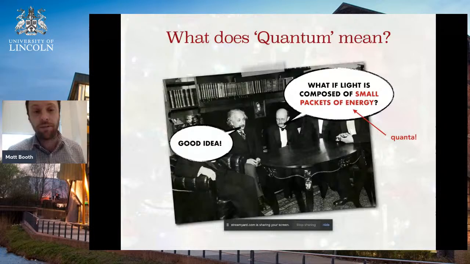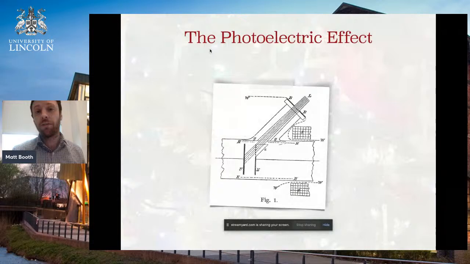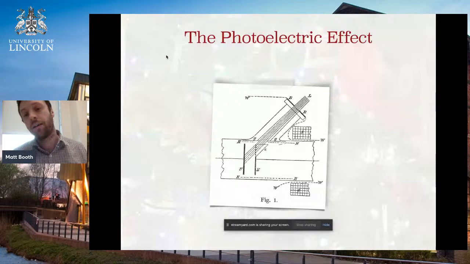So this was around the turn of the 20th century. And it's something called the photoelectric effect. Now, this couldn't be understood using classical physics, where we treat light as waves. But Einstein did manage to explain this phenomenon using this quantum physics.